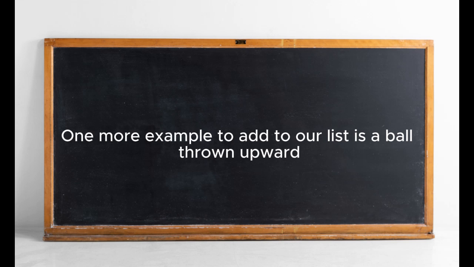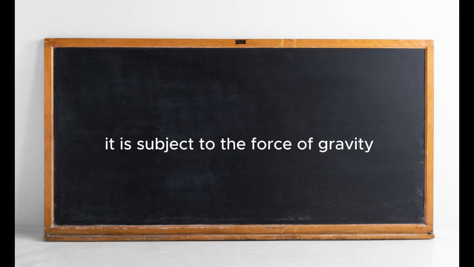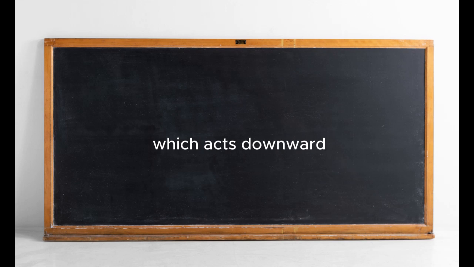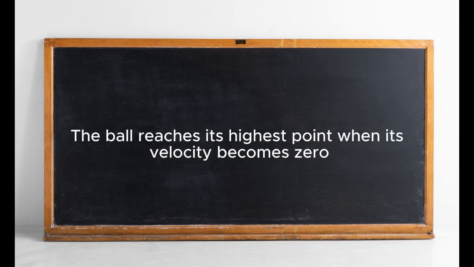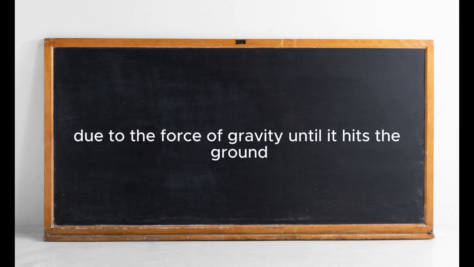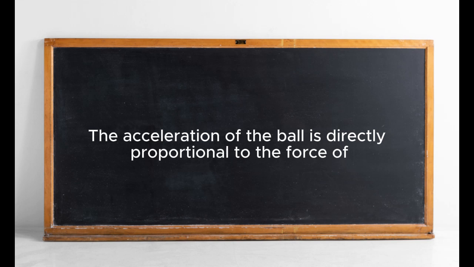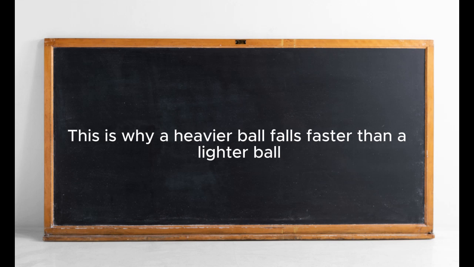One more example to add to our list is a ball thrown upward. When a ball is thrown upward, it is subject to the force of gravity, which acts downward. The force of gravity causes the ball to decelerate as it rises. The ball reaches its highest point when its velocity becomes zero. After this point, the ball accelerates downward due to the force of gravity until it hits the ground. The acceleration of the ball is directly proportional to the force of gravity and inversely proportional to the mass of the ball. This is why a heavier ball falls faster than a lighter ball.